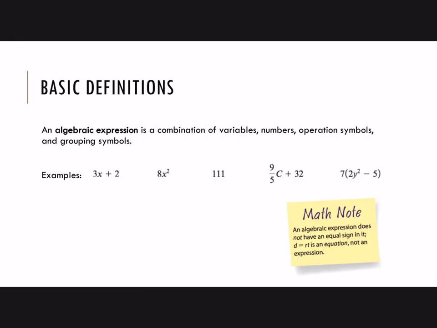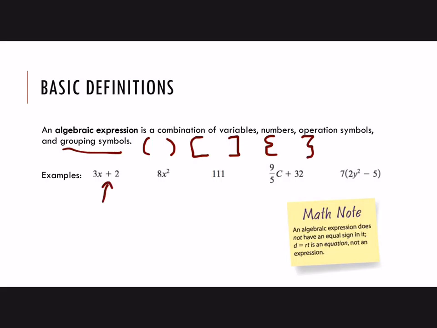An algebraic expression is a combination of variables, numbers, operation symbols, and grouping symbols. And grouping symbols are things like parentheses and brackets. And if we needed them, we could even throw some braces in there, just another shape of parentheses in this context. All right, so here are some examples. 3x plus 2. This has a couple numbers. It has the plus symbol, that's an operation symbol. It has a variable x.